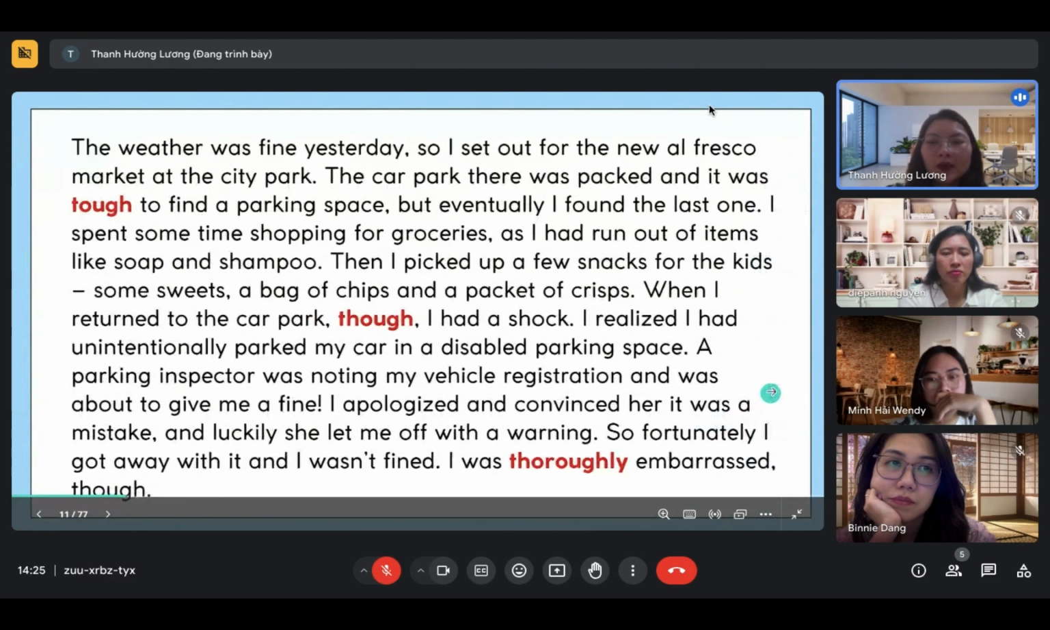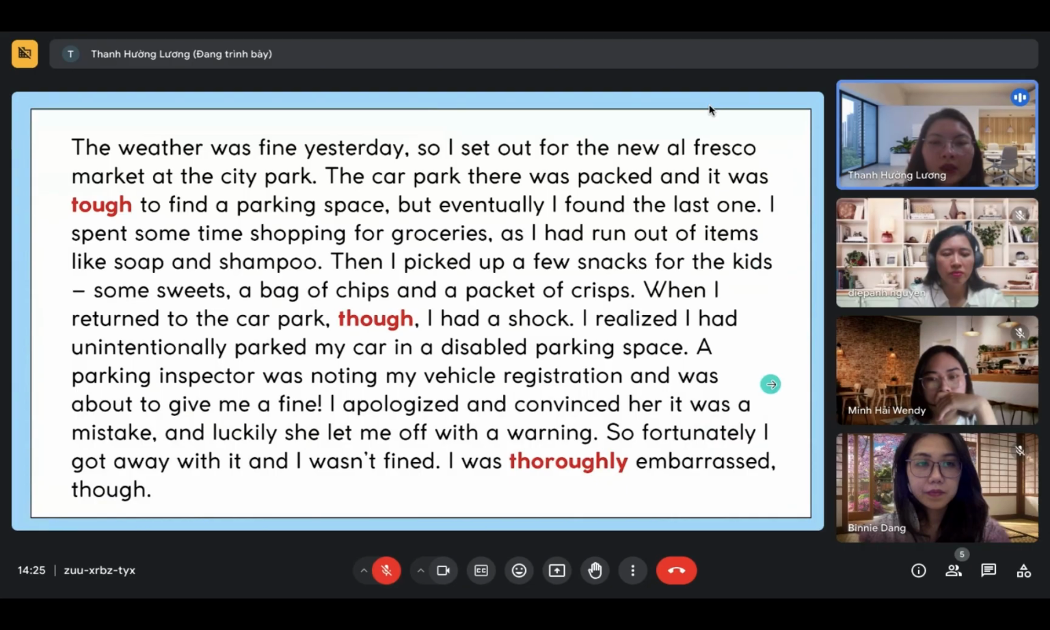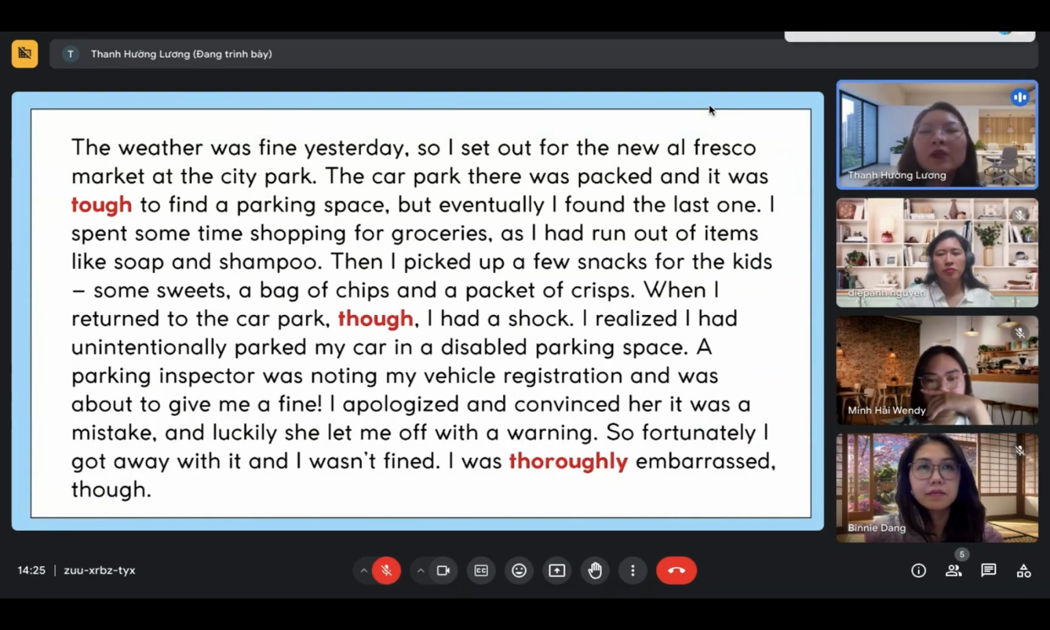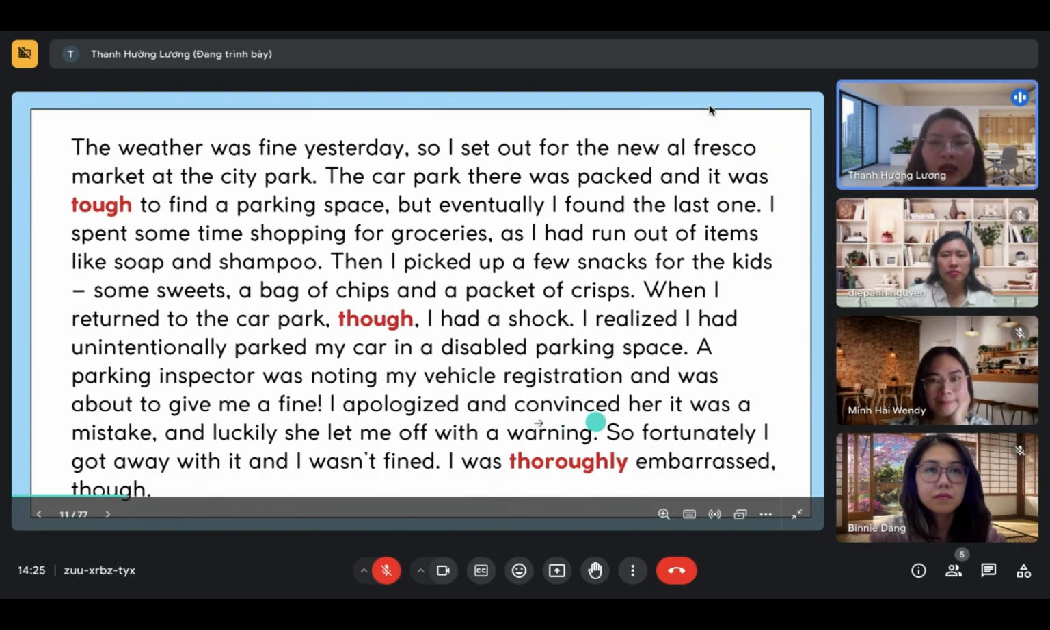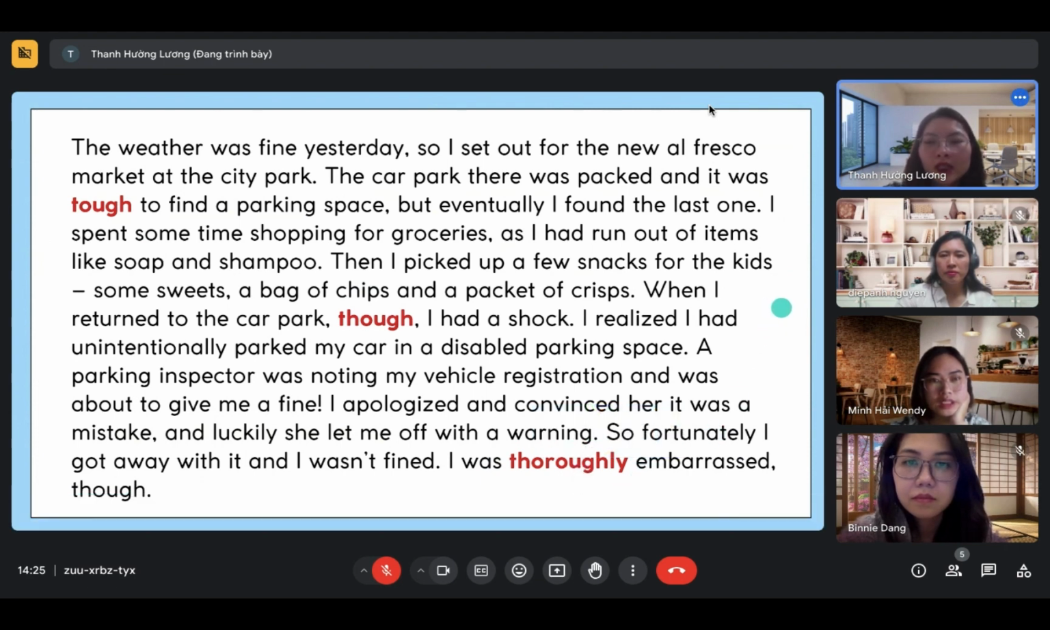The next problem that students may face is words that have easily confused pronunciation. For example, we have the words tough, though, or thoroughly. They have quite similar spelling and pronunciation, but their meanings are totally different. So the students may easily get confused when seeing these words.